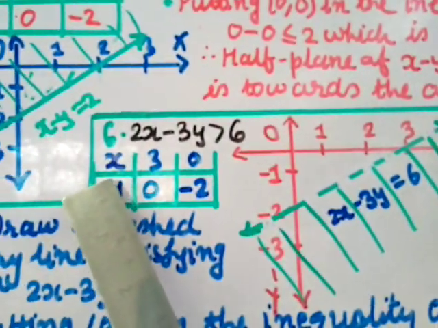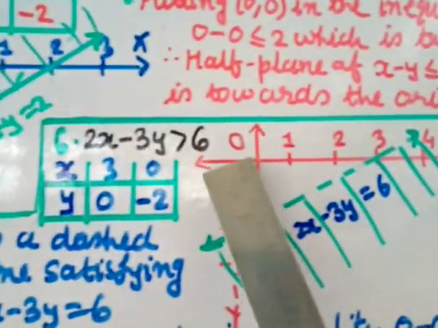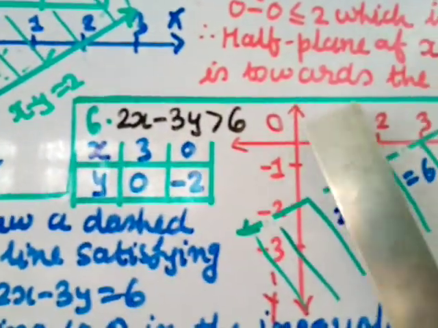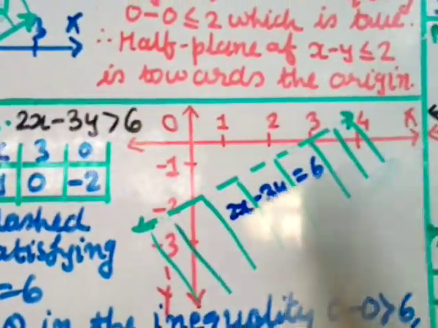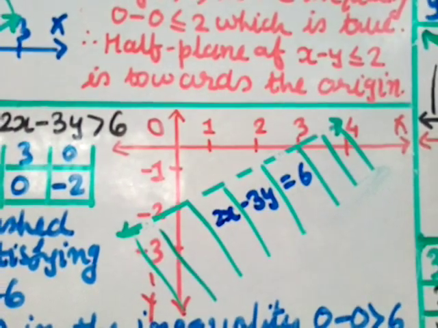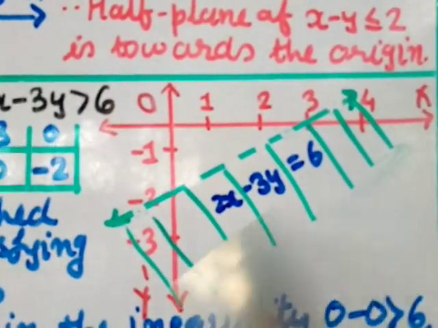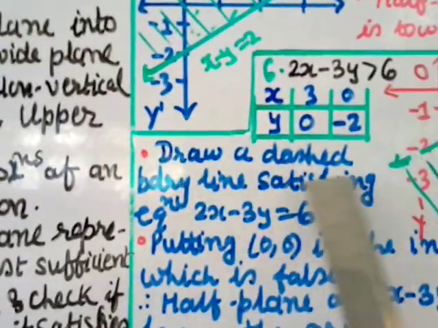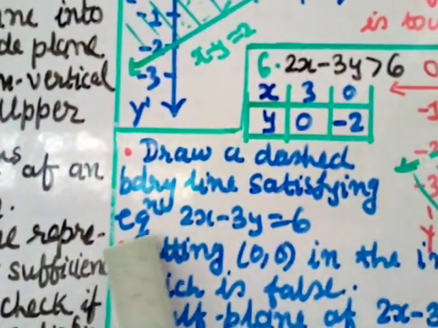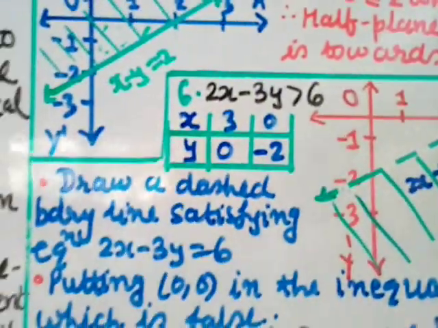Now let us plot the first point. When x is 3, y is 0, that is this point. When x is 0, y is minus 2, that is this point. Draw this line, and you have to draw a dashed line, not a solid line, because here it is strictly greater than. This is the line 2x minus 3y equal to 6. Draw a dashed boundary line satisfying the equation 2x minus 3y equal to 6. We have drawn this, and for that only we have taken these values.